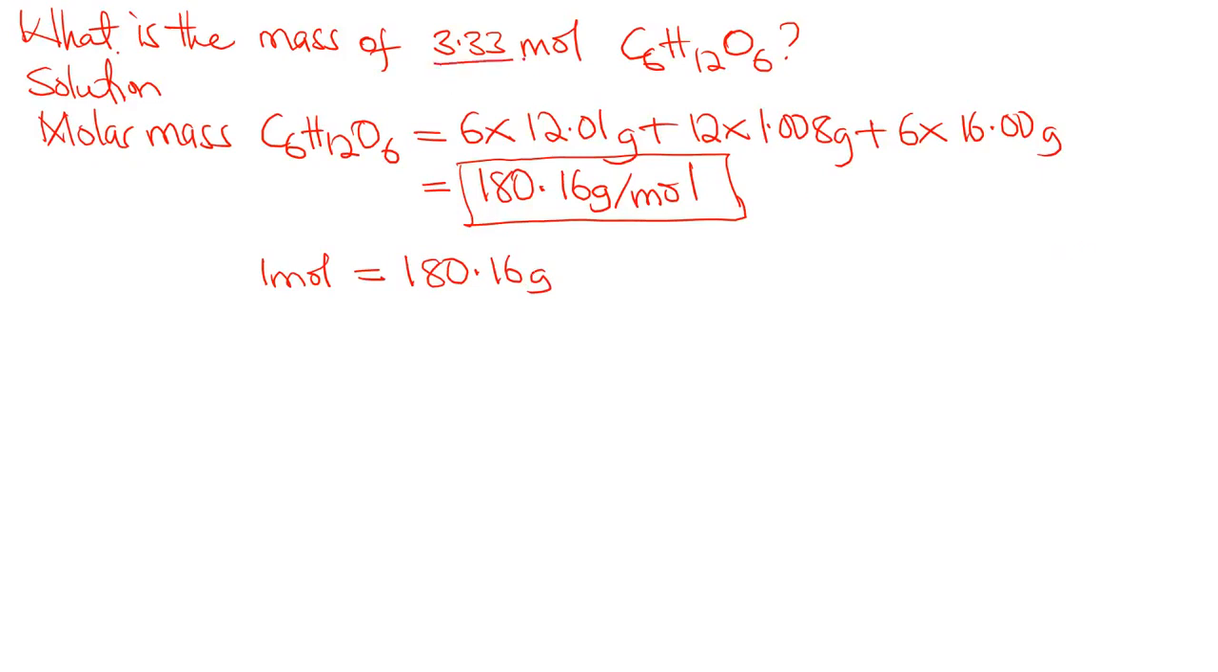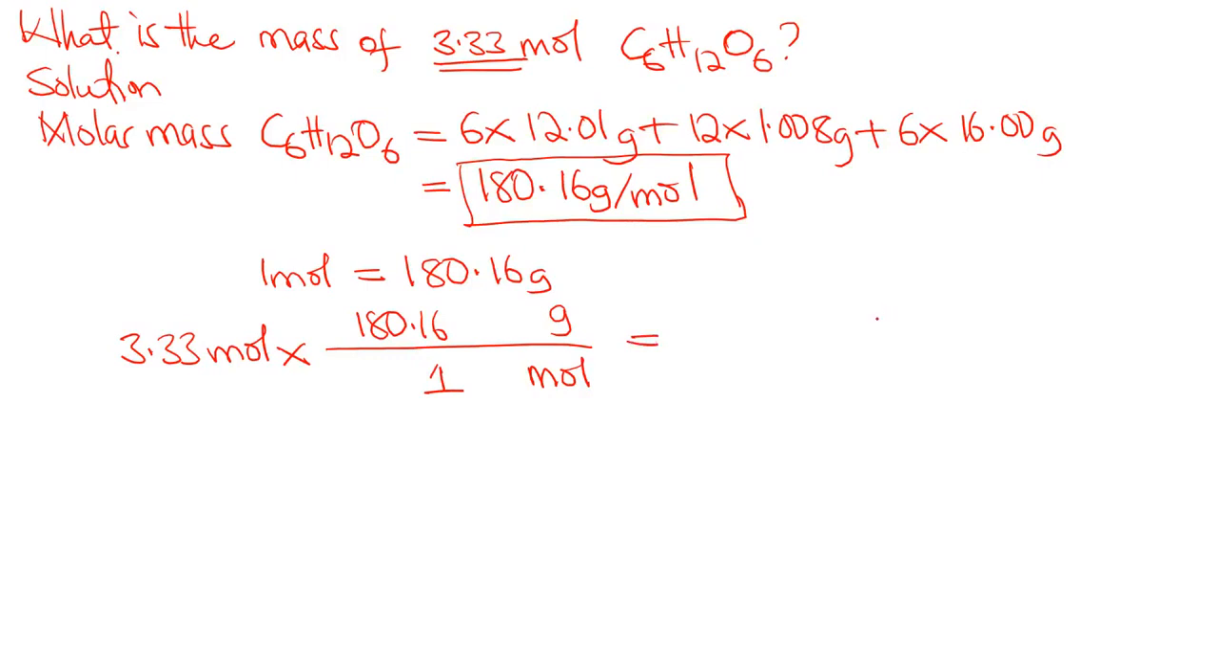But in this case, this is our given factor. So we are going to have 3.33 mole times, we need to have mole down here and gram up there. So 1 mole, 180.16 gram. So when you do the math to 3 significant figures, you are going to get 600. gram. That tells you that we are including the zeros in the significant figures. So that's how we get mass when given moles.